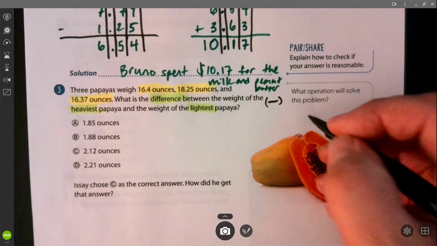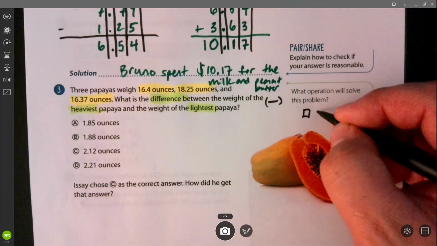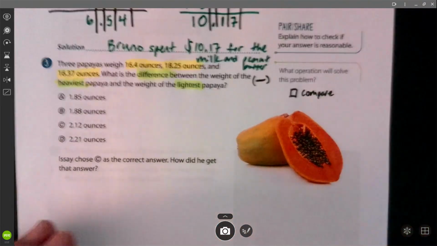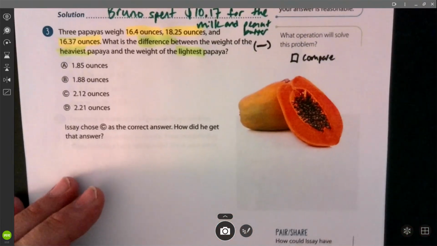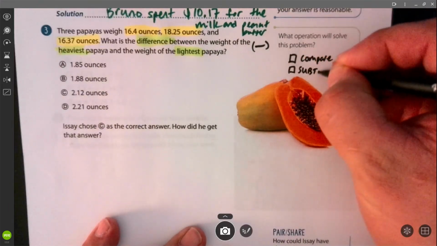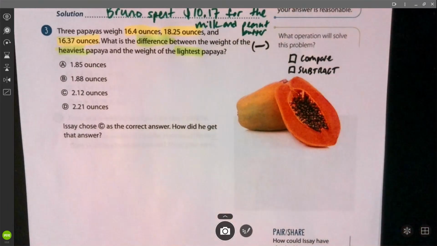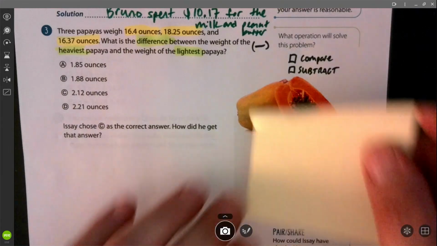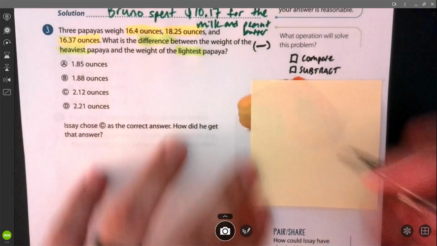So the first thing I need to do is compare to find the weight of the heaviest and the lightest. And then I need to subtract, right? First things first, compare to find the heaviest and the lightest. And then the second thing I need to do is subtract. Let me do some comparison right here.